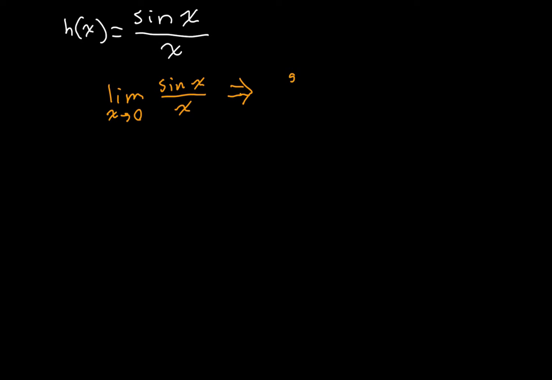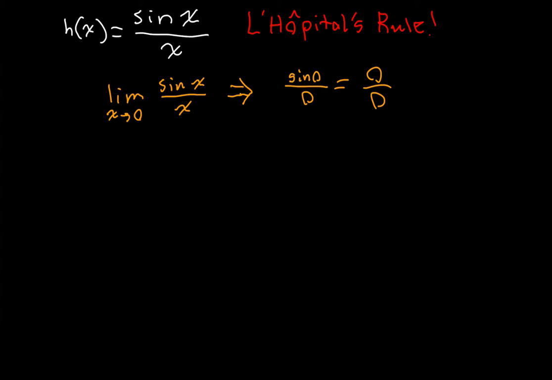x as 0, sine of 0 over 0, that's 0 over 0 if we just plug in x for 0. So we have an indeterminate form. Hence, we must use L'Hopital's rule. Exclamation point. There we go.